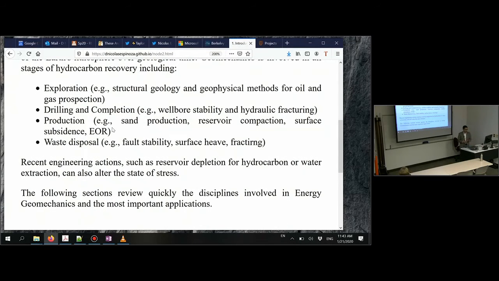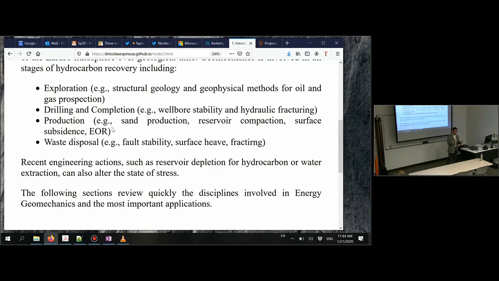We're going to see that we're going to put a lot of emphasis on unconventionals, but also we're going to see problems related to conventionals. Like, for example, sand production. That happens when you lower the pressure so much that your rock starts to fail around the wellbore. Or reservoir compaction. Also, you lower the pressure so much that the rock is like a sponge. If you squeeze the fluids out of it, it's going to compact.